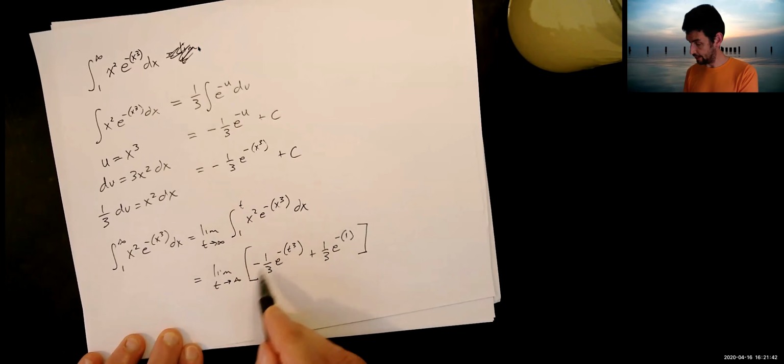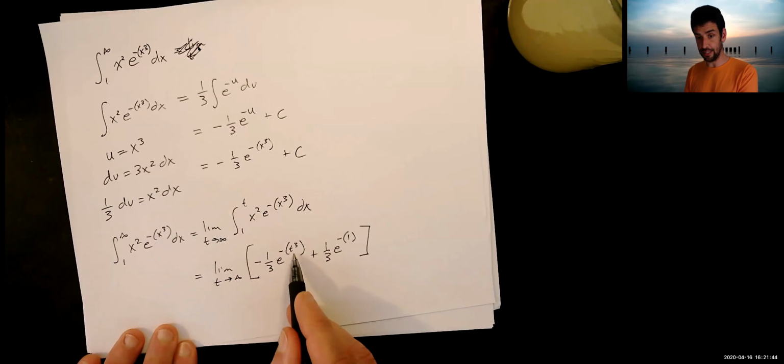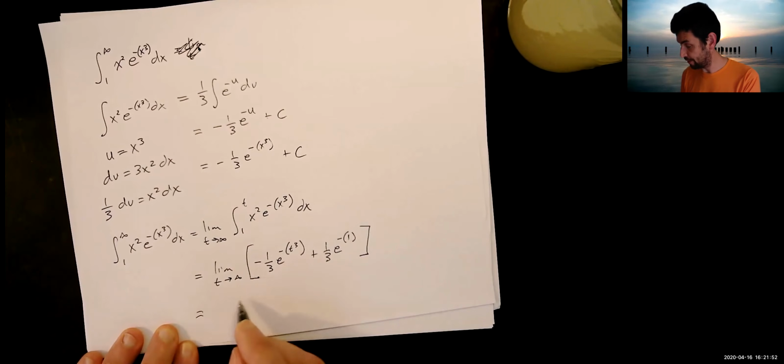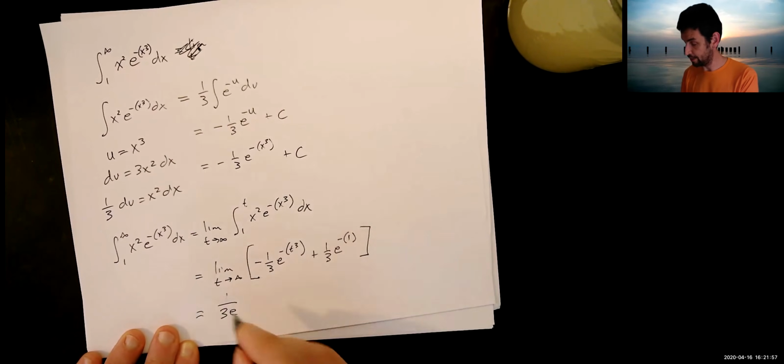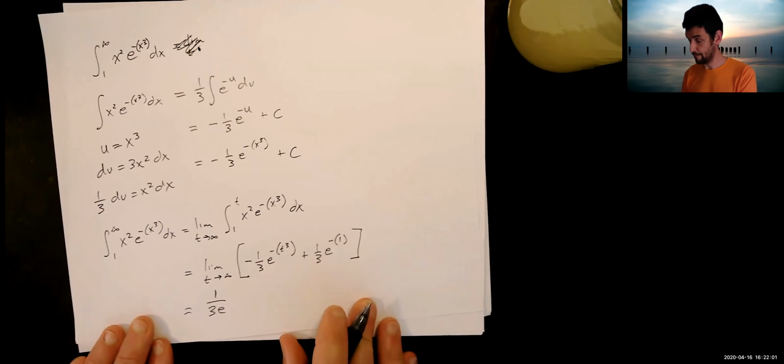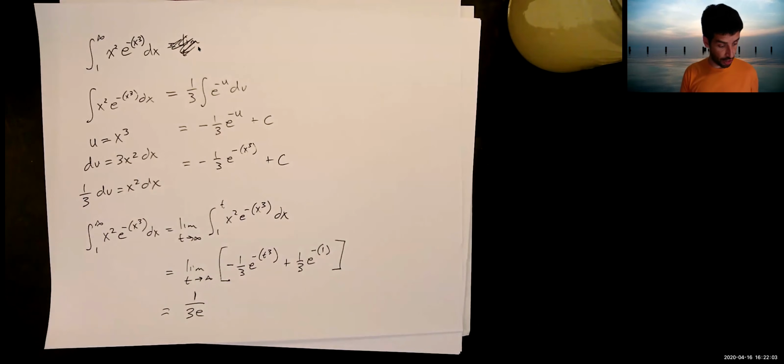Well, here, taking the limit as t goes to infinity, a negative exponential. As t gets larger, this exponent gets larger, it's all going into the denominator. This thing disappears and goes to 0, and this thing looks like 1 over 3e, right? E to the negative 1 just puts it in the denominator. Okay? So let's finish this up.